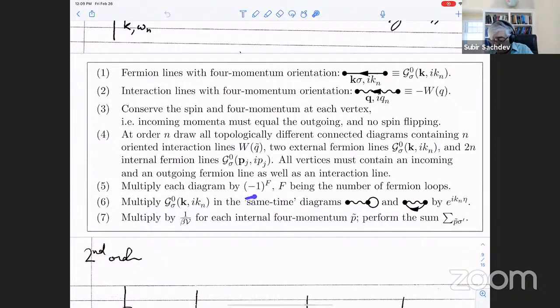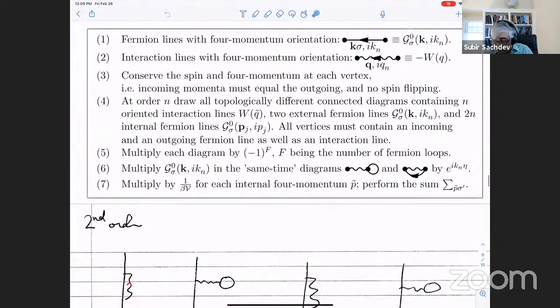The only tricky factor is the -1 to the f, where f is the number of fermion loops. And then there's the convergence factor, which we discussed for just two diagrams, the ones that involved having the same time at the ends of just a single loop, the tadpole diagram. Okay, so that's it. Those are the rules, and from this we can now, in principle, generate perturbation theory to infinite order.